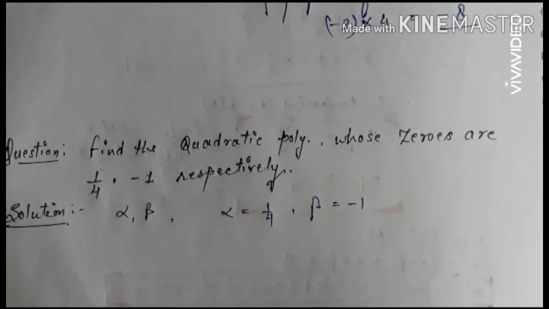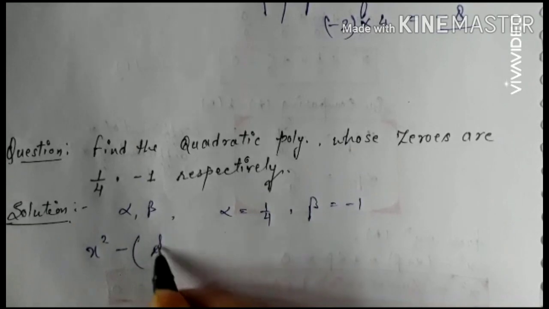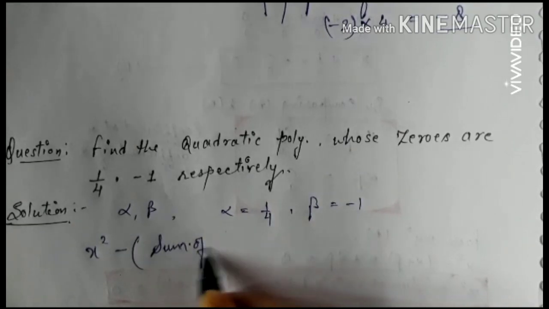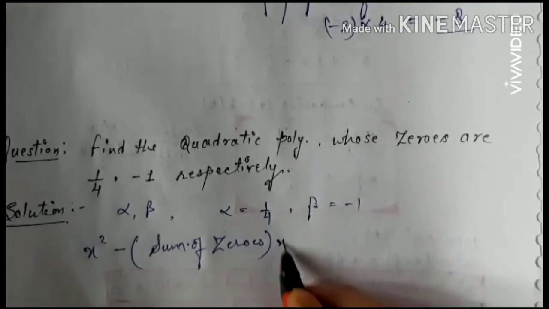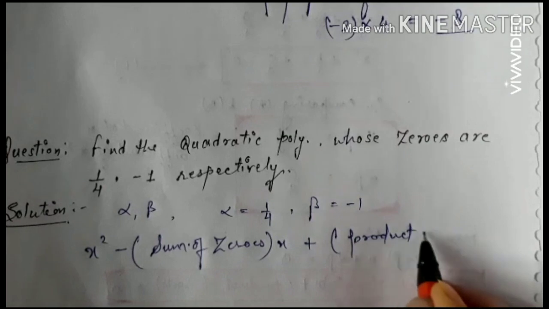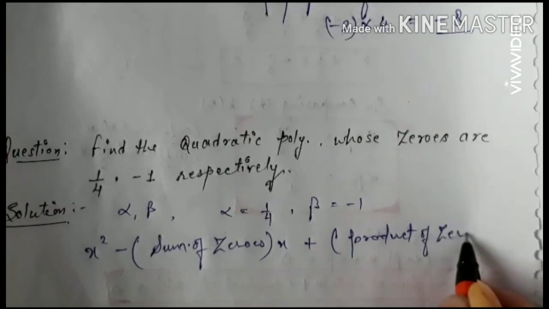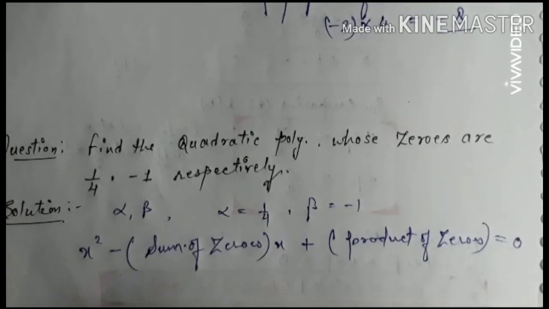You have studied that one equation we have: x square minus the sum of the roots, sum of zeros or roots, x plus the product of zeros, is equal to 0.